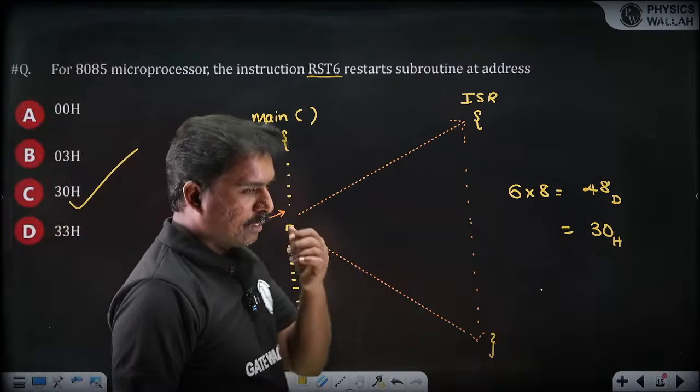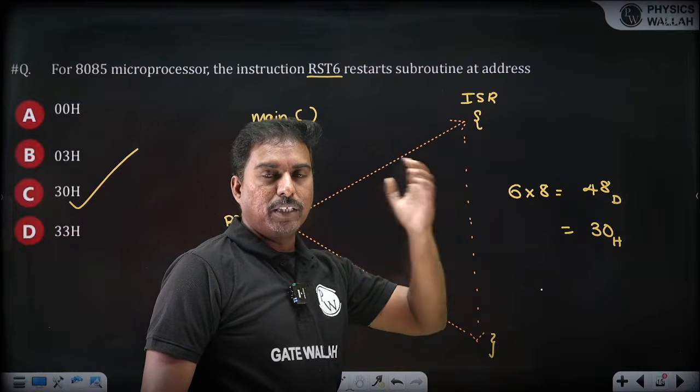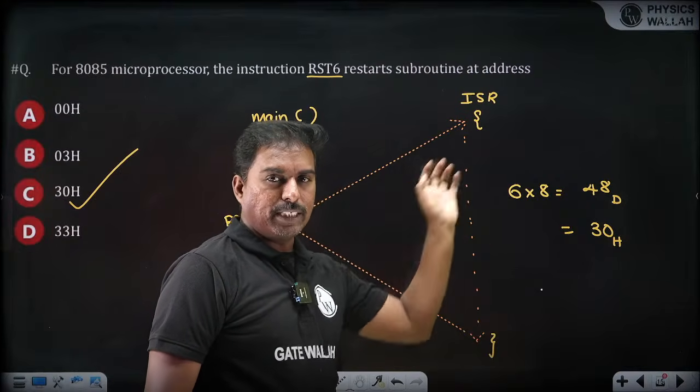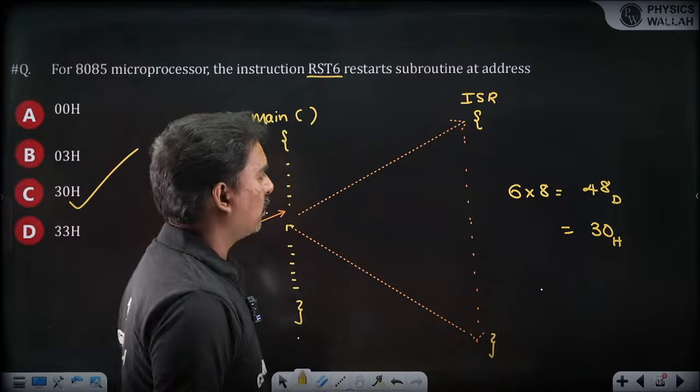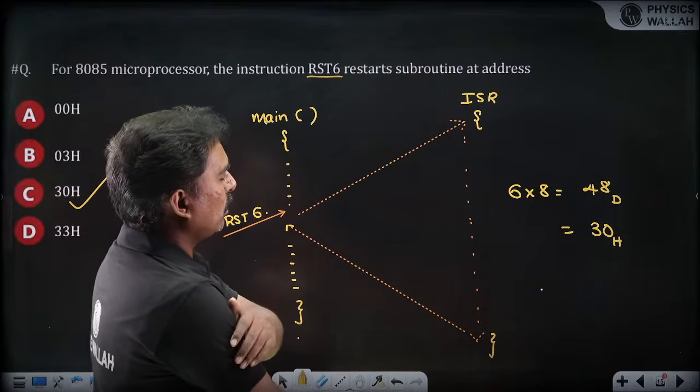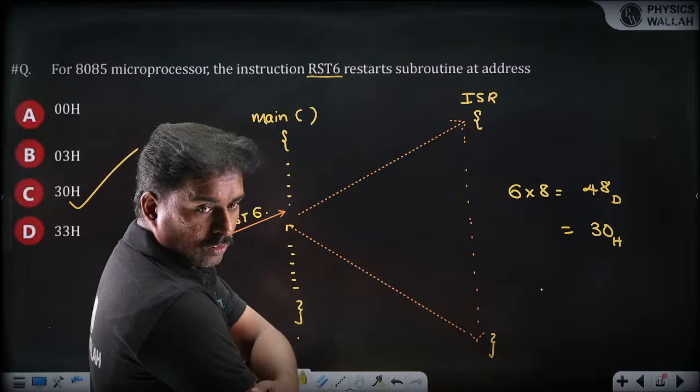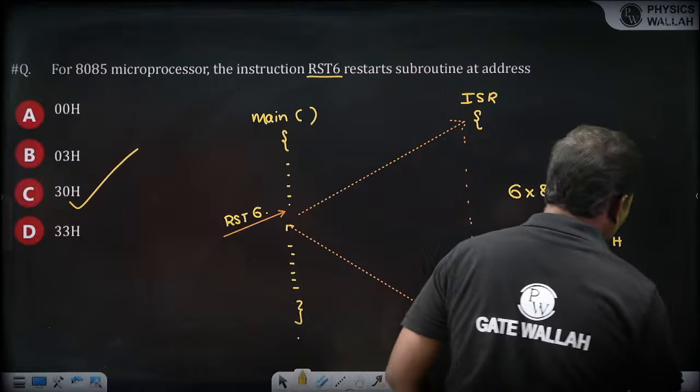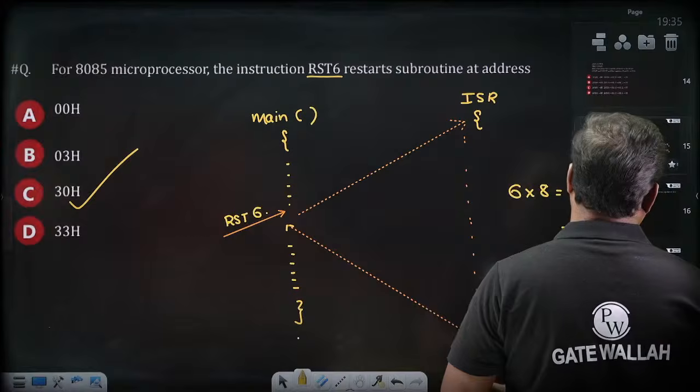So why? Because there is a separate location in the memory. In that memory location, these particular addresses are stored. So 6 into 8 is 48, that is the way it is going to be generated. Next.